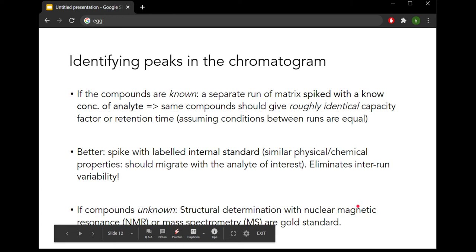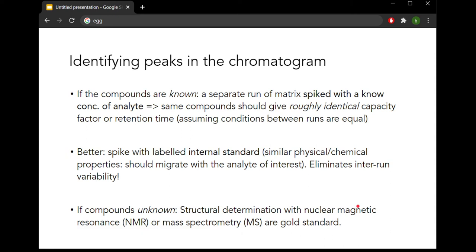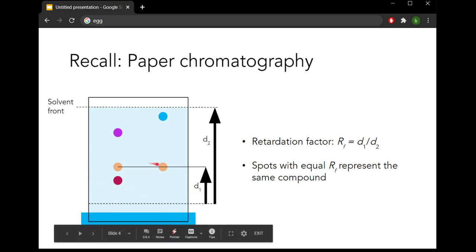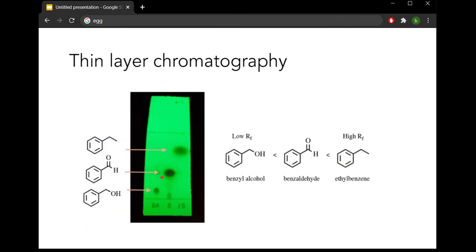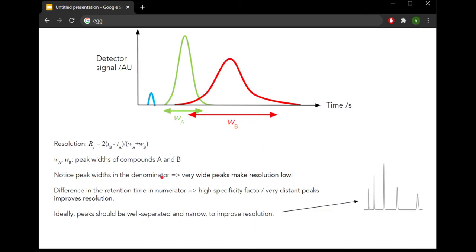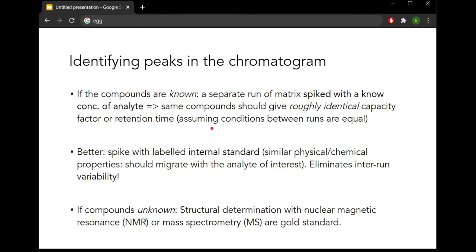So if these compounds are known, we can actually double check what these compounds are. If you remember thin layer chromatography, we can confirm if they are the same compound if they have the same retardation factor. The same thing applies here. Compounds with the same retention factor or retention time can be assumed to be the same compound, right?